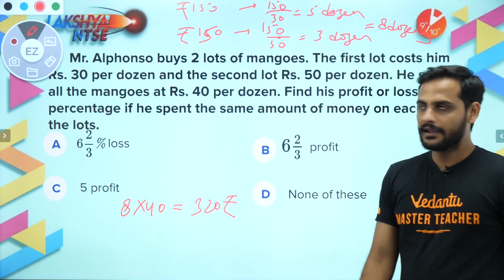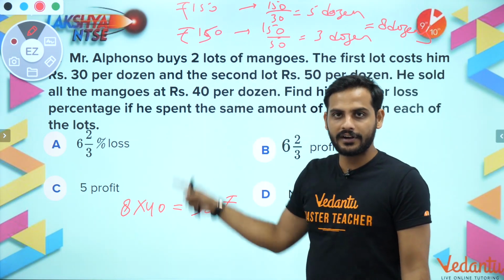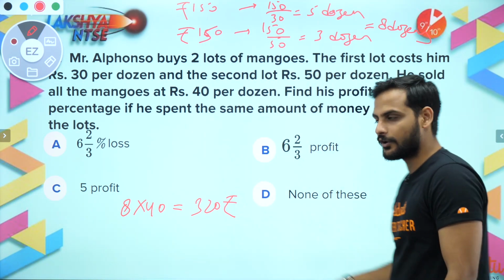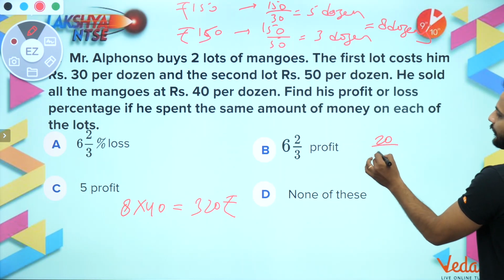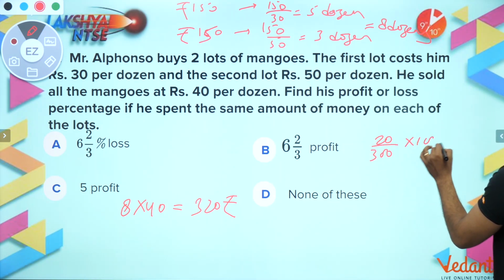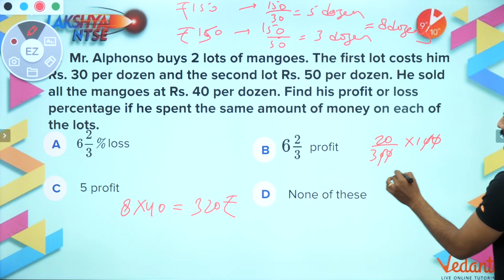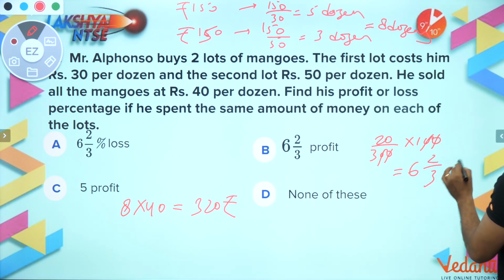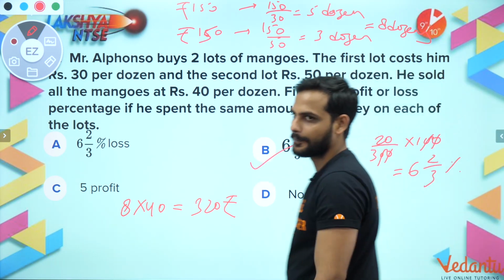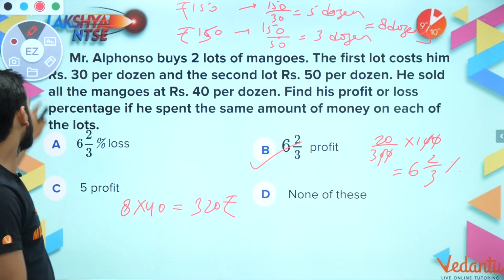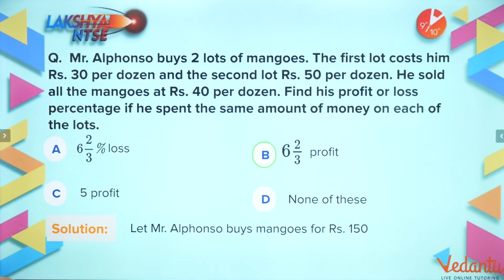320 rupees. He has spent 300 rupees. 320 rupees he is getting after selling. That means 20 rupees profit. So 20 rupees profit by cost price into 100. So this to this got cancelled. 20 by 3 is 6.2 by 3 percentage profit. Okay, 6.2 by 3 percentage profit. So this is how these questions can be easily solved.